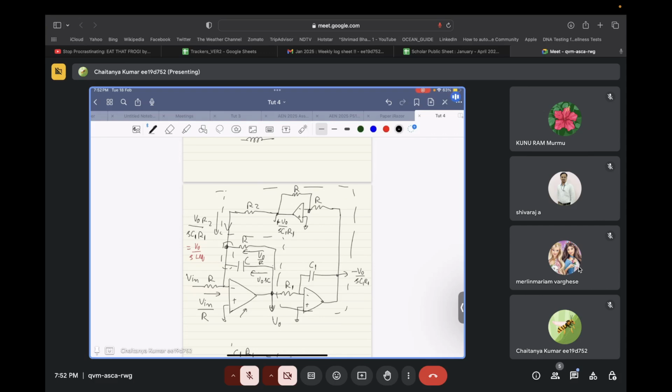Other thing that increased is noise. Are you guys familiar with the concept of noise? Thermal noise? Do you guys know the concept of thermal noise? Anyone?